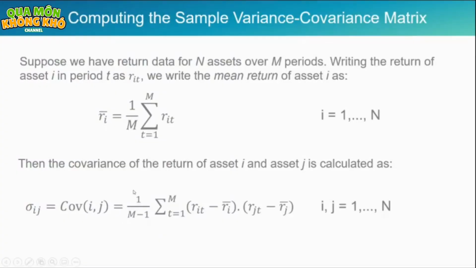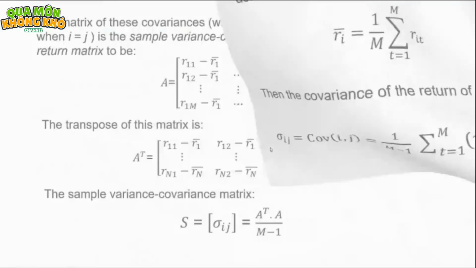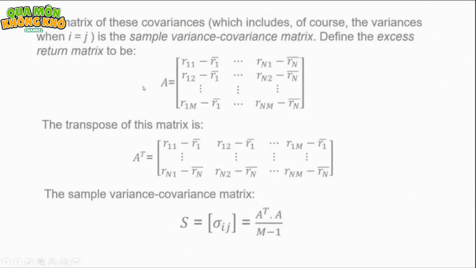equal 1 over m minus 1 times the sum of (R_it minus the mean R_i) and (R_jt minus the mean R_j). Then the matrix of the covariance is the sample variance covariance matrix.